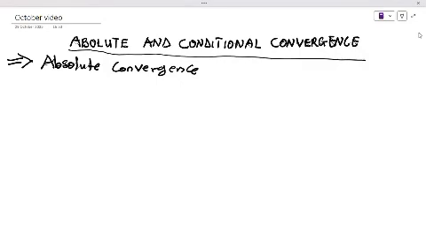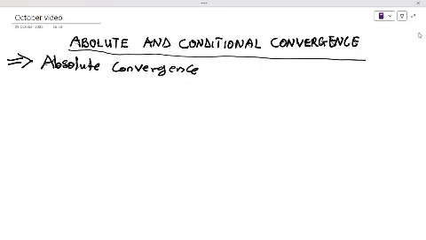Okay, so we'll be looking at absolute and conditional convergence today. It's like a two-in-one topic. So we start with the first part of the topic, which is what? Absolute convergence. All right, so before we do that, let's look at the definition for absolute convergence.